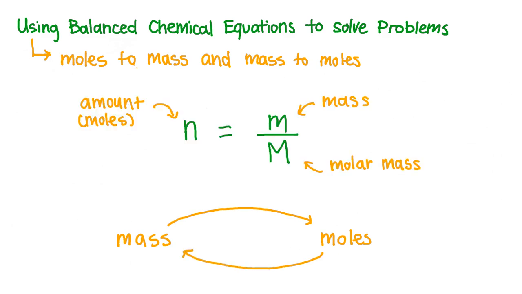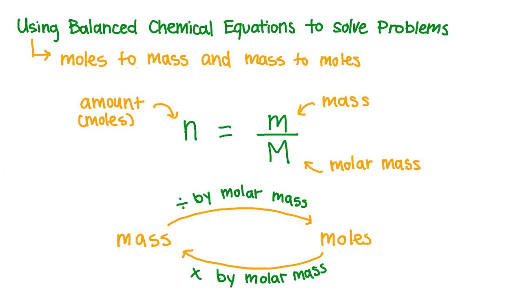We can do this by using the molar mass of a substance, because the amount of a substance in moles is equal to its mass divided by its molar mass. So if we have a mass of a substance and we want to know the amount of it in moles, we can convert between the two by dividing by the molar mass. And we can go the other way around and convert from moles to mass by multiplying the amount of the substance in moles by the molar mass.